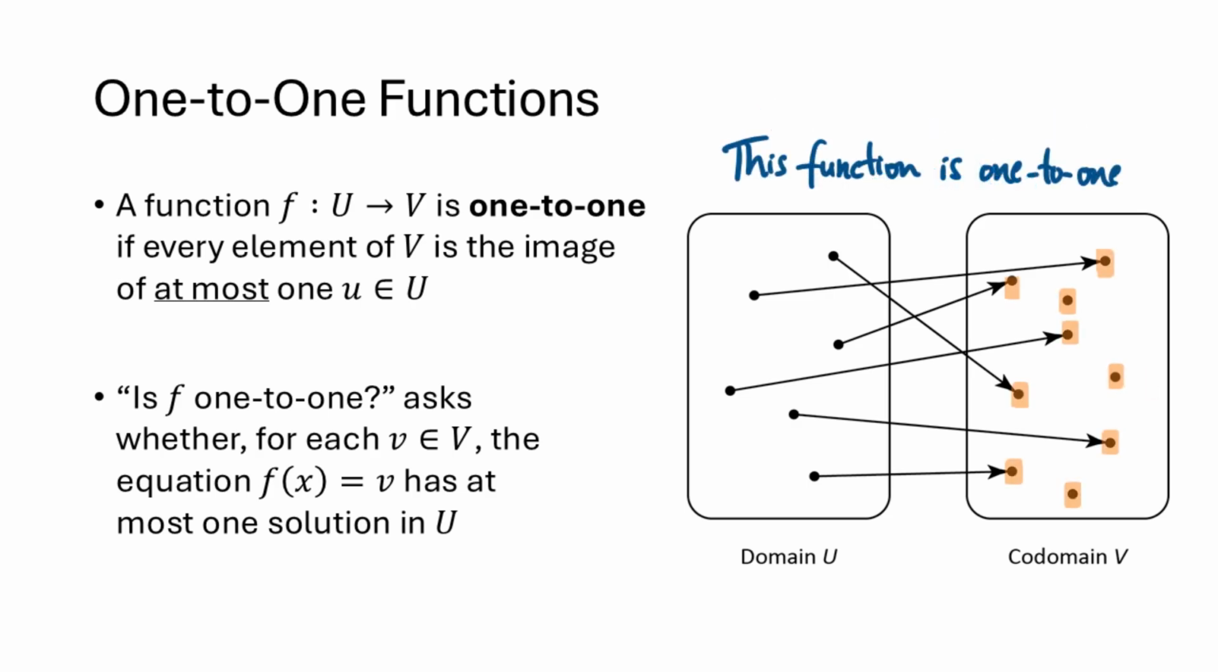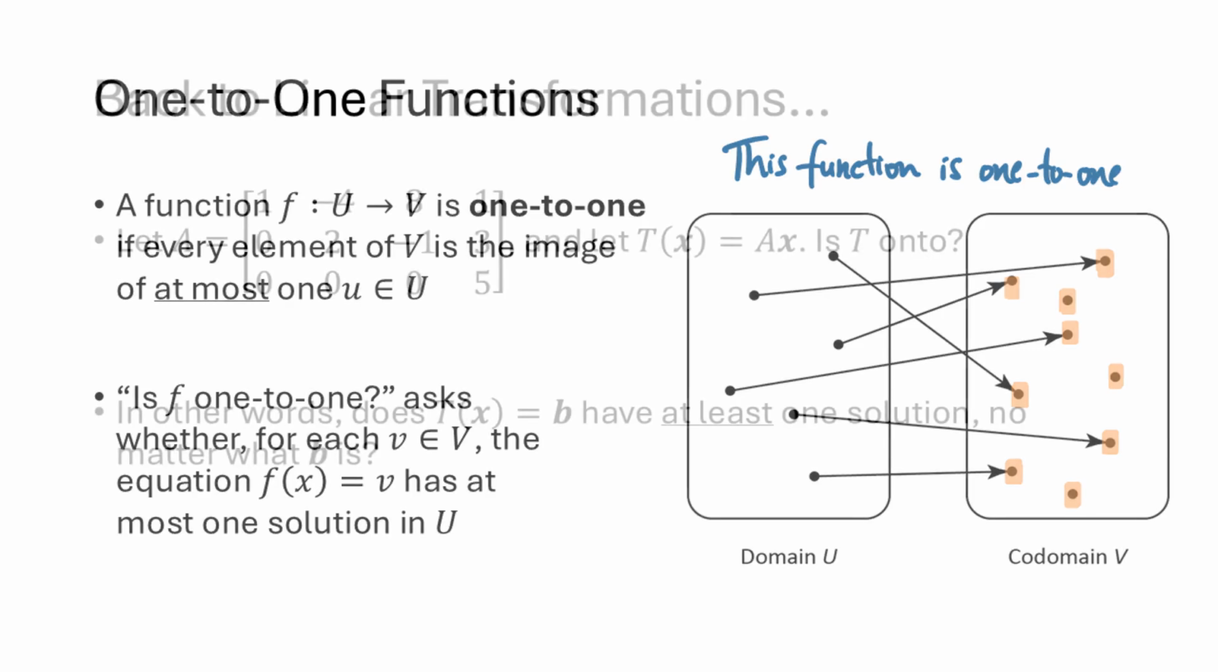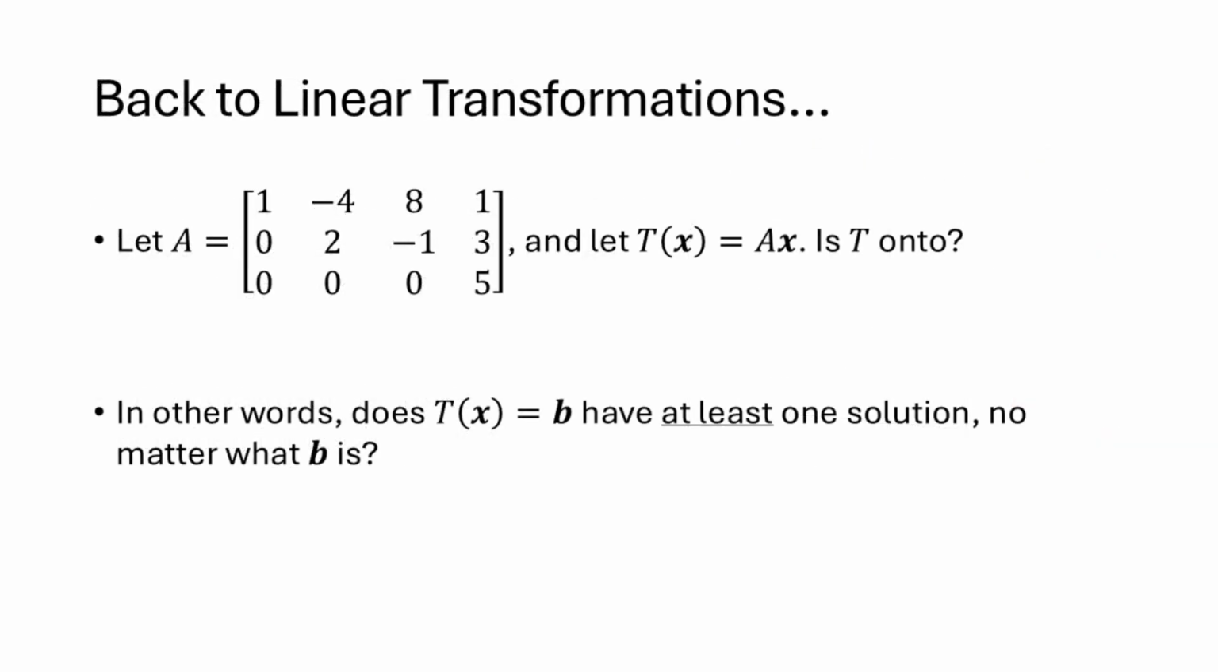And so if we look at all of our codomain elements, we see that all of those codomain elements have either one or zero arrows pointing to them. And so every codomain element has at most one arrow pointing to it, and so this function is one-to-one. Now that we understand what it means for a function to be one-to-one and onto, we want to try to understand how to tell when a linear transformation is one-to-one or onto.